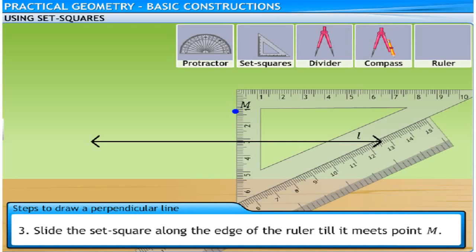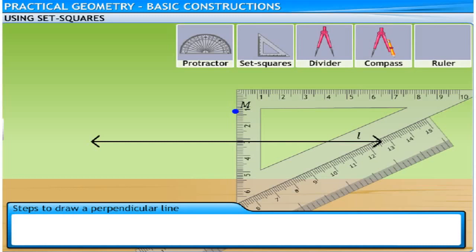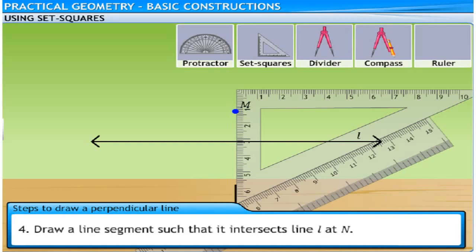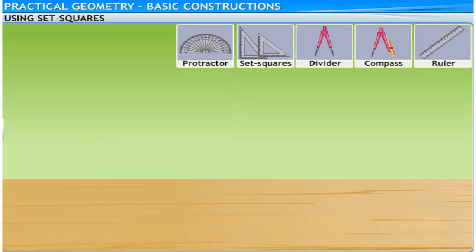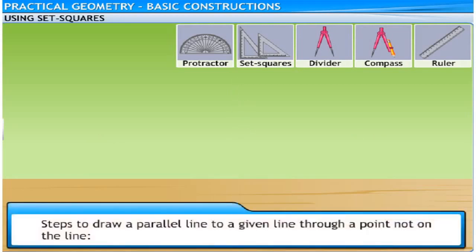Here, you must ensure that the position of the ruler is not changed. Finally, draw a line segment such that it intersects line L at N. Line segment MN is the perpendicular line to line L. Next, we'll draw a parallel line to a given line through a point not on the line. Here, L is a line and P is a point not on the line.